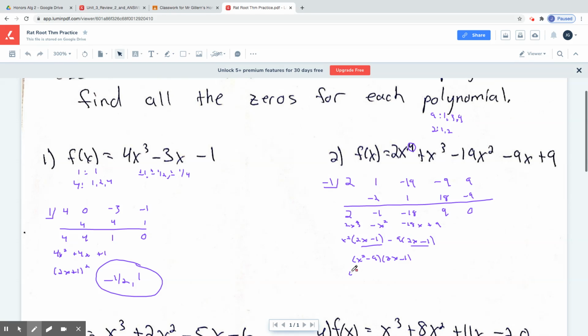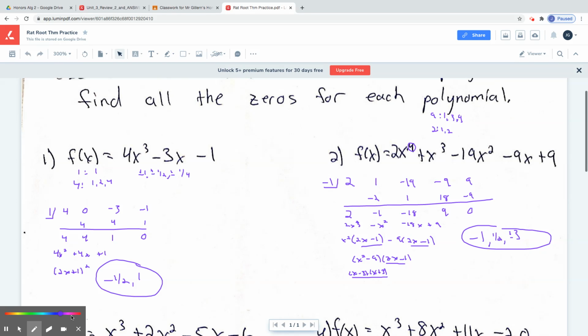X squared minus 9 factors to x minus 3, x plus 3. So my zeros, I have negative 1. This gives me positive 1/2. And these give me plus or minus 3. So here's a case where we were able to factor by grouping.